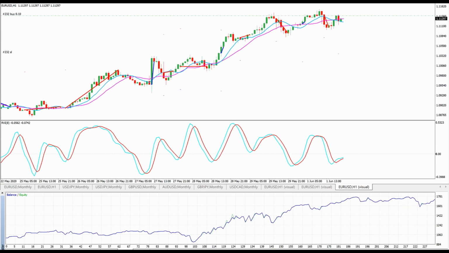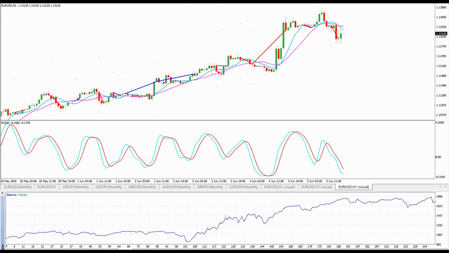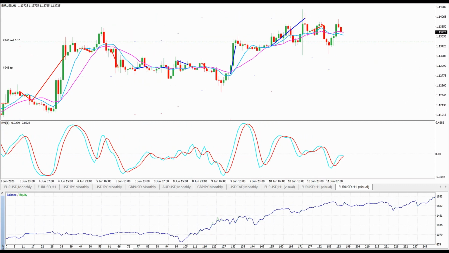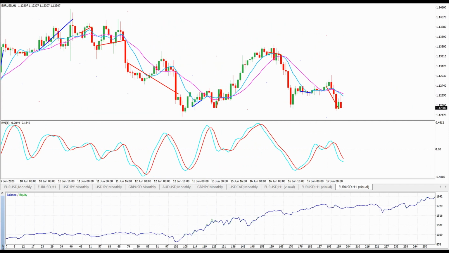We open buy trades when RVI mainline crosses RVI signal line in an upward direction while RVI main and RVI signal is below 0. We close buy trades when lower MA crosses higher MA in an upward direction.